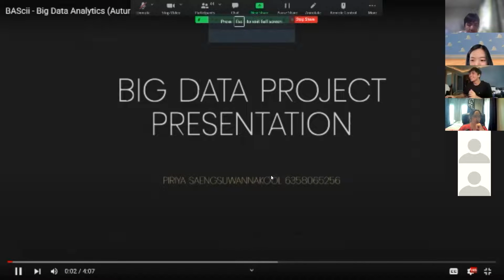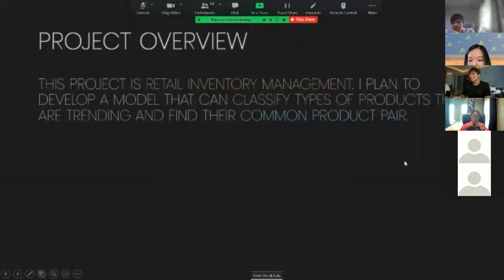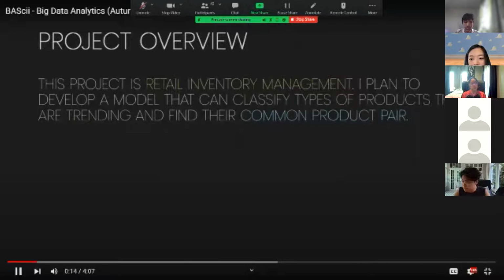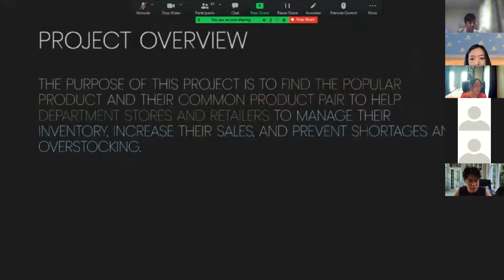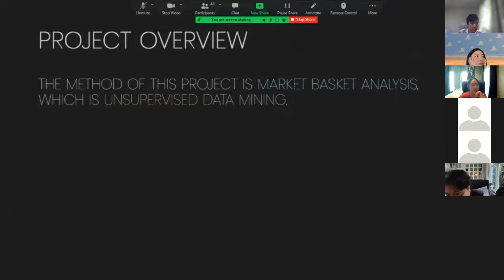So this is my big data project presentation. This project is retail inventory management. I plan to develop a model that can classify types of products that are trending and find their common product pair. The purpose of this project is to find the popular products and their common product pair, to help department stores and retailers manage their inventory, increase their sales, and prevent shortages and overstocking. The method that I use in this project is market basket analysis, because I want to find the hidden structure and relation among data. So unsupervised data mining is perfect for this project.